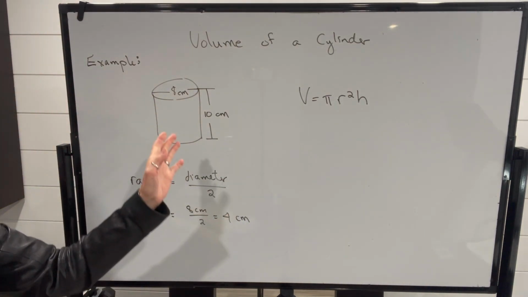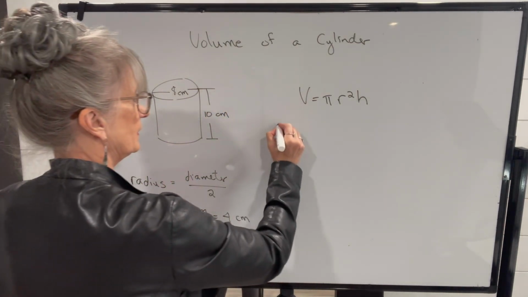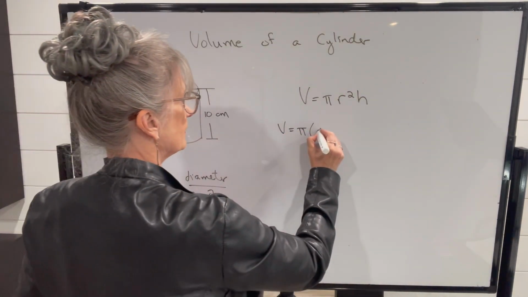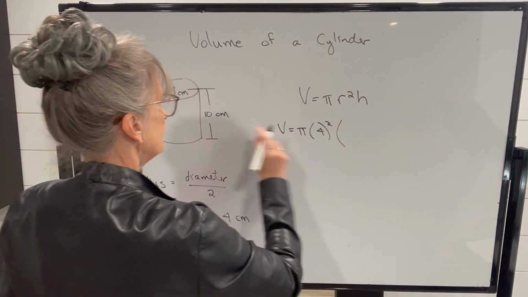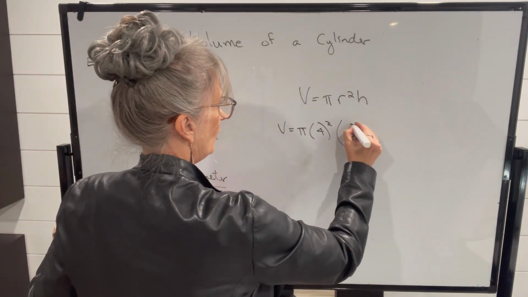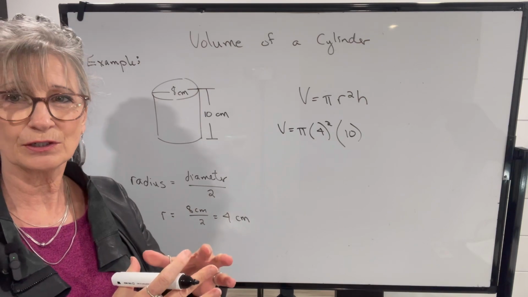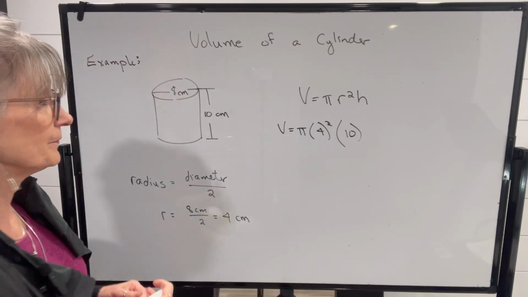Now we can plug our numbers into our formula. So the volume of that cylinder will be pi times the radius squared times the height. I'm not putting my units in when I'm doing the calculations. I'm just going to include them when I get a final answer.